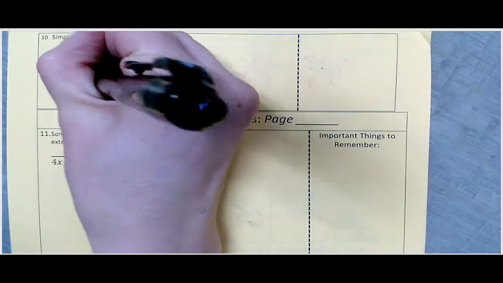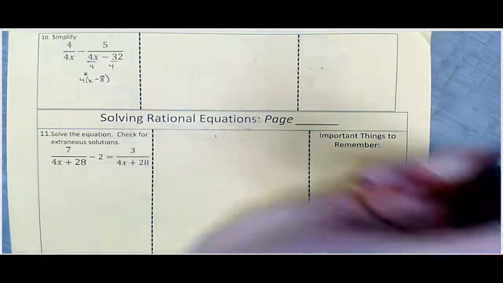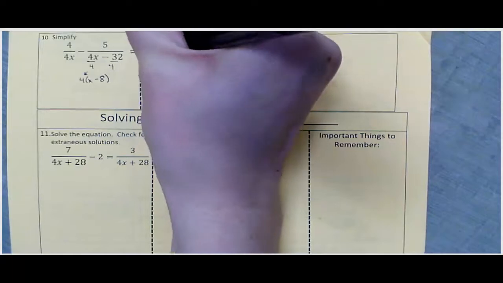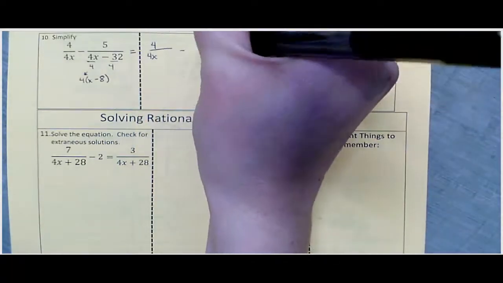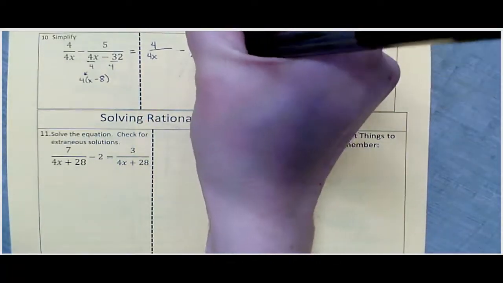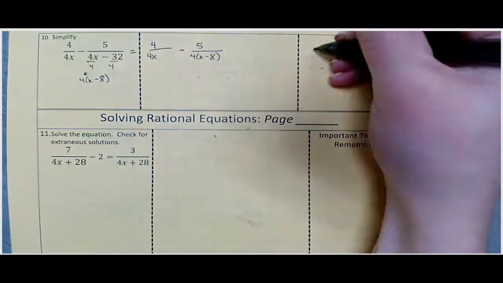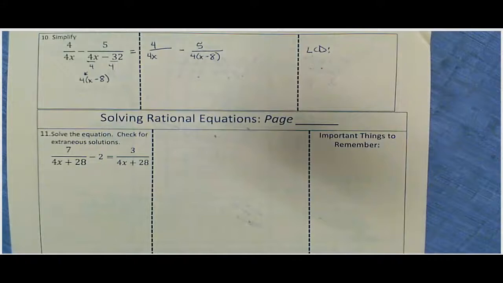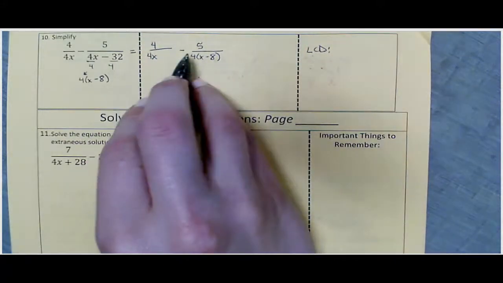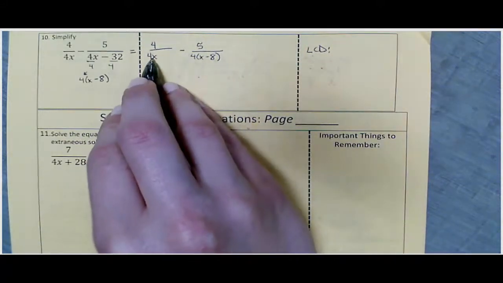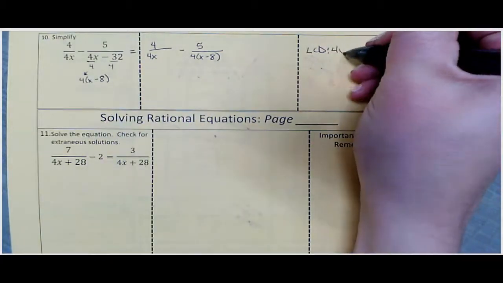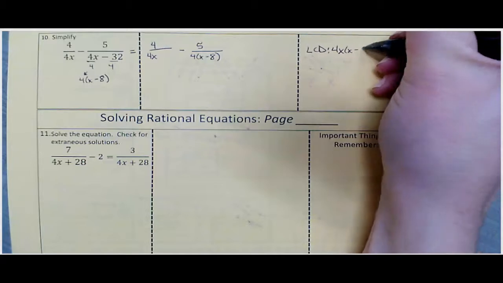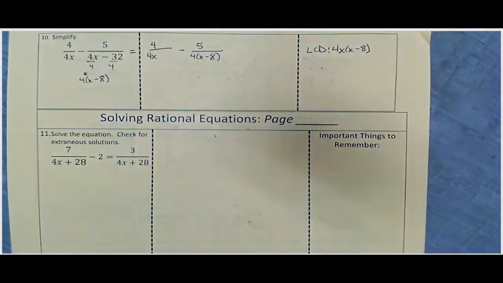What I'm left with is x minus 8. So what this has become is 4 over 4x minus 5 over 4 times x minus 8. So my least common denominator needs to include a little bit of everything. It needs to include a 4, which both of them have. It needs to include an x, which only one of them has. And it needs to include an x minus 8, which only one of them has. So one of all the pieces.